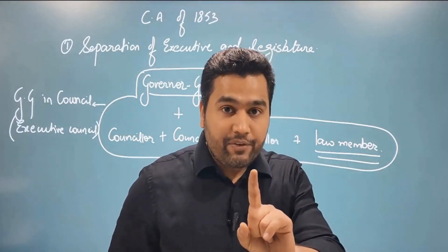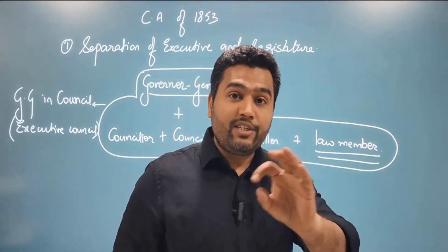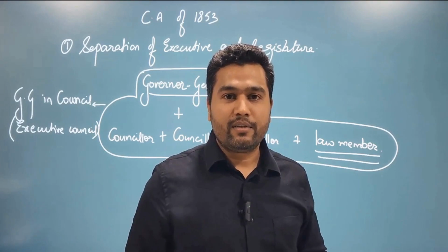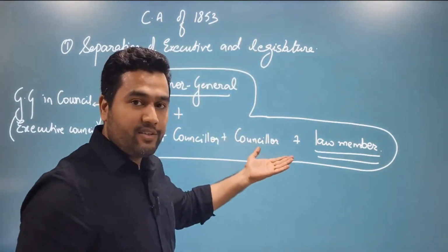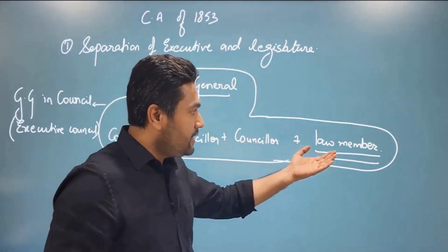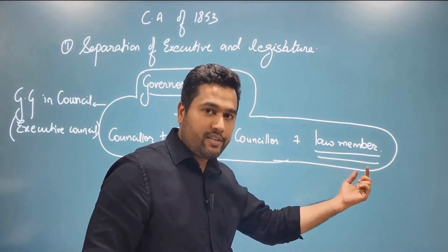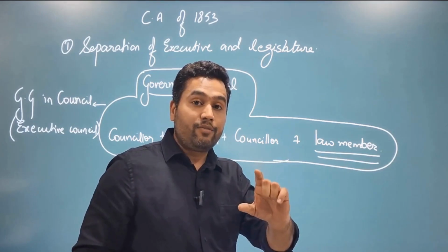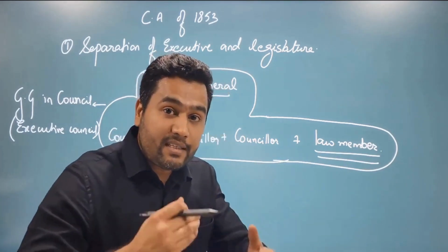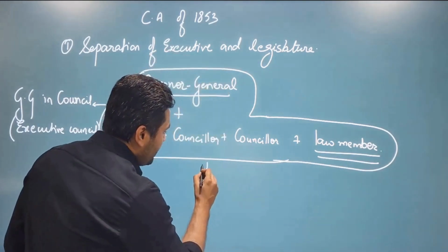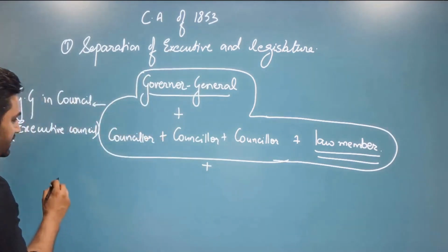Charter Act of 1853 now created a Legislative Council as well. See, Governor General Executive Council already existed. Charter Act of 1853 included the law member in the Governor General Executive Council. Now the Charter Act of 1853 included 6 additional members. And who were these 6 additional members?